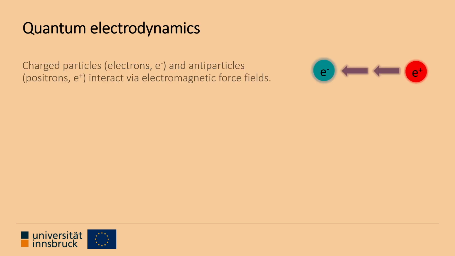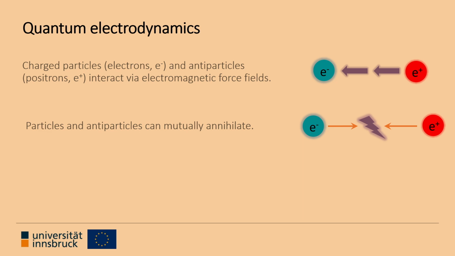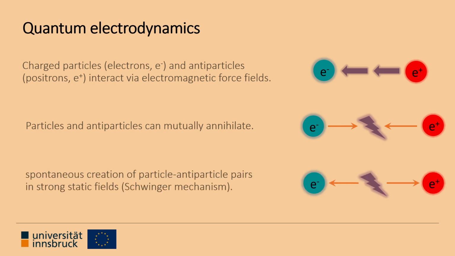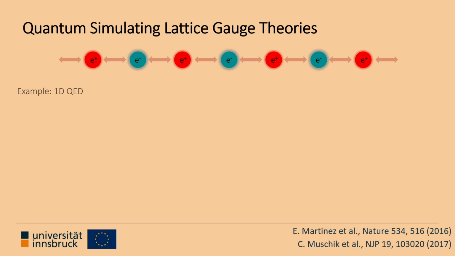And the simplest model here is quantum electrodynamics. So you have charged particles and antiparticles. They interact via an electromagnetic field. They can annihilate, and they can spontaneously be created out of the background field. These are the effects that you want to see. Now, starting with the simplest example of quantum electrodynamics, which is 1D, here you immediately realize that you don't actually need the gauge fields, right? Because if you put charges on a line, the electric field is completely determined by the way you arrange the charges.